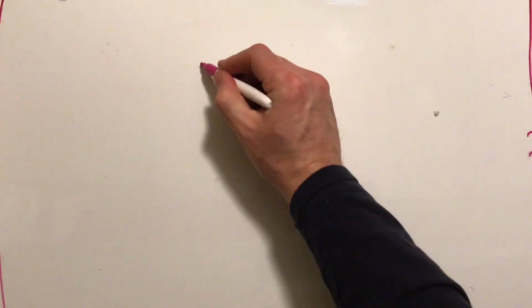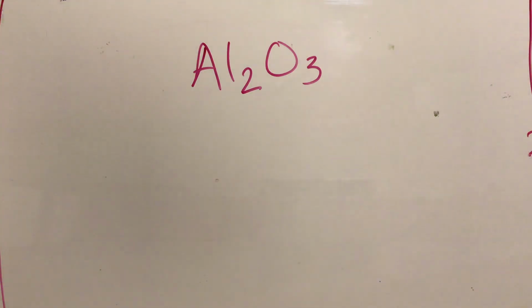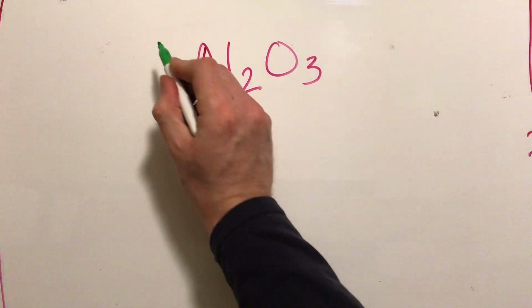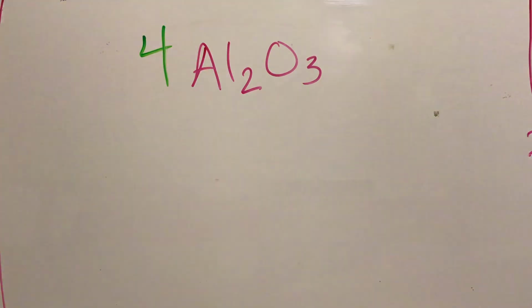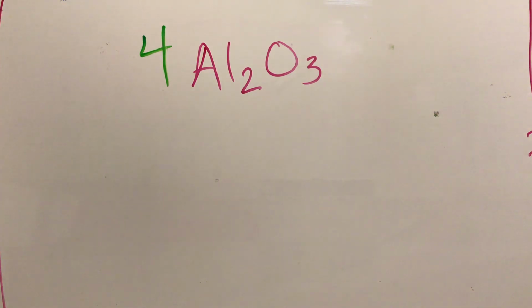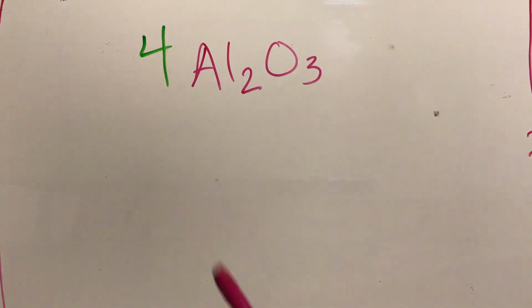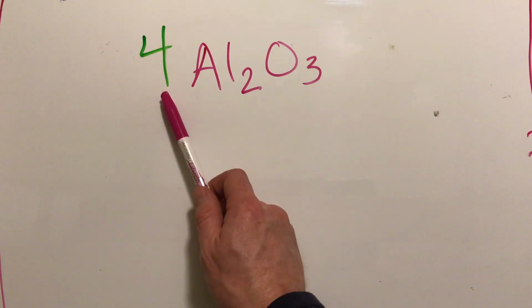So let's say we had something like aluminum oxide, which is Al2O3. But now we have a coefficient in front of it. Let's take 4. So for some reason, we need 4 molecules of aluminum oxide. Now, important to note, the smaller numbers, the 2 and the 3, these are subscripts. They're like the recipe for the molecule. Aluminum oxide, I need 2 of these and 3 of those. If I have 2 aluminums and 3 oxygens, I can make aluminum oxide. The 4 is not part of that formula.